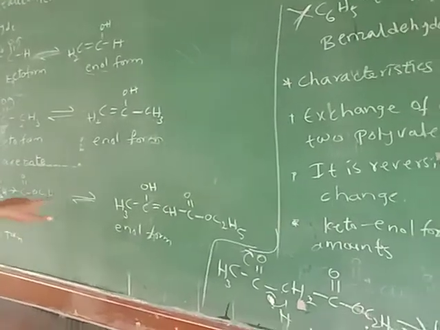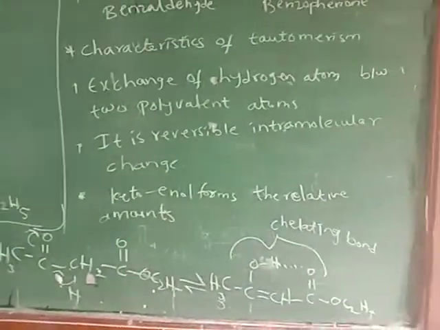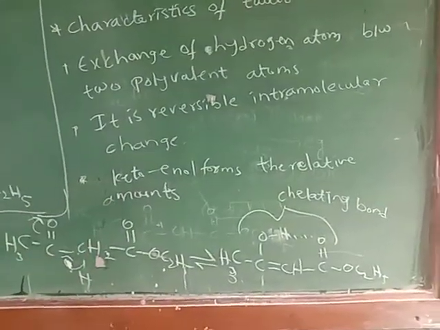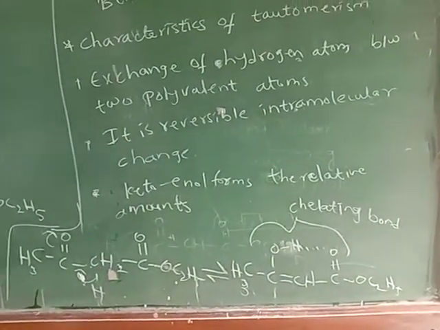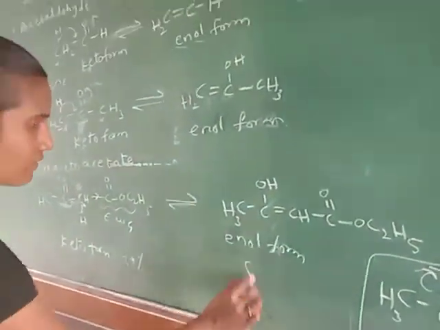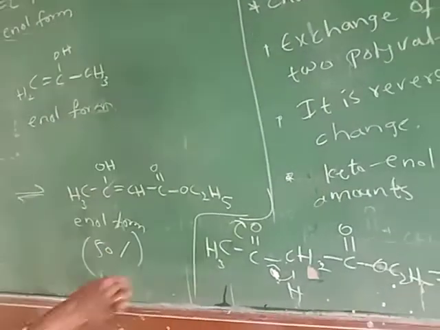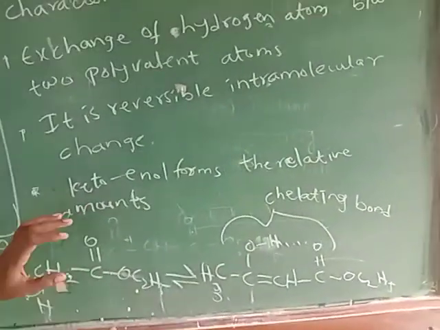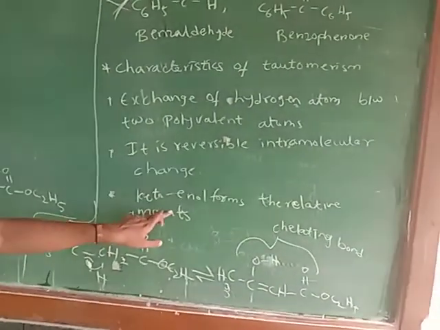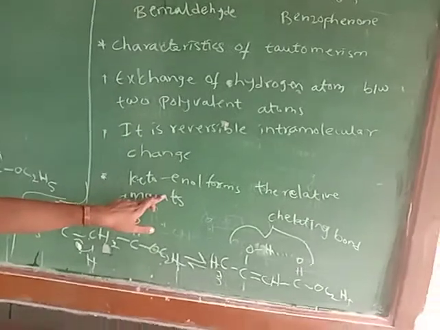So keto-enol tautomerism is reversible. And the relative amounts of the keto and enol forms are different. It is not 50% keto form and 50% enol form. The relative amount of the keto and enol forms depends on temperature and acidic character.